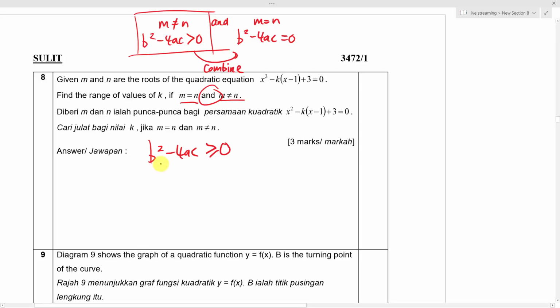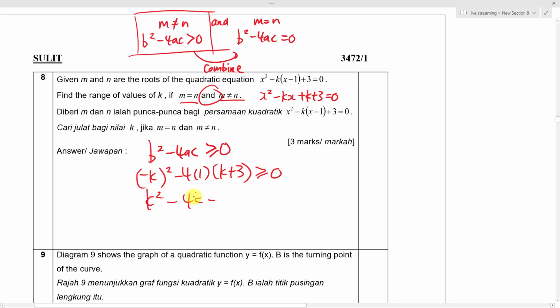So over here, I will use these methods. My b over here, I kind of need to expand it: minus kx plus k plus 3 equals 0. So my b is negative k, my a will be 1, and my c will be k plus 3. So this one is k squared minus 4k minus 12.